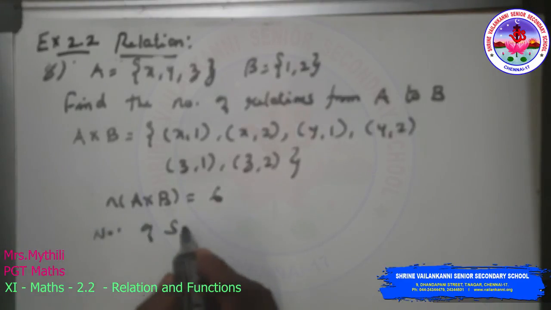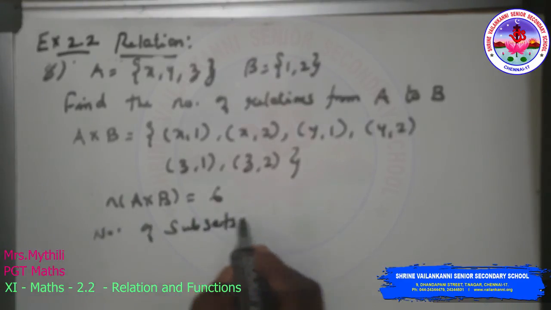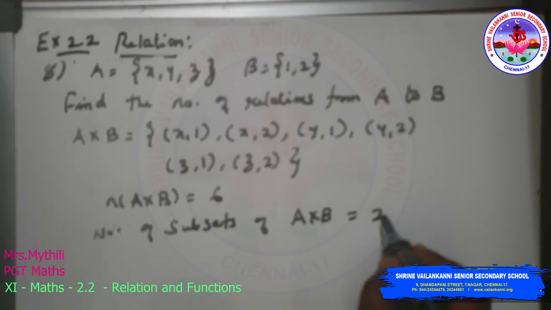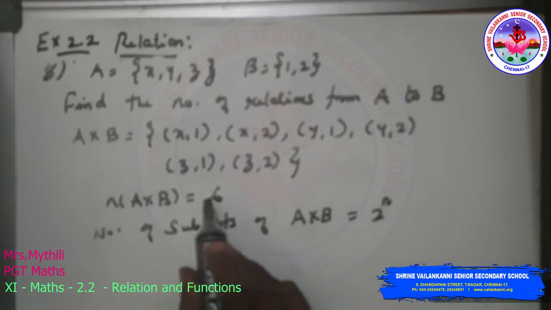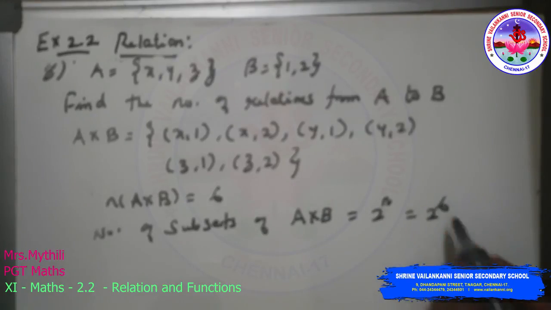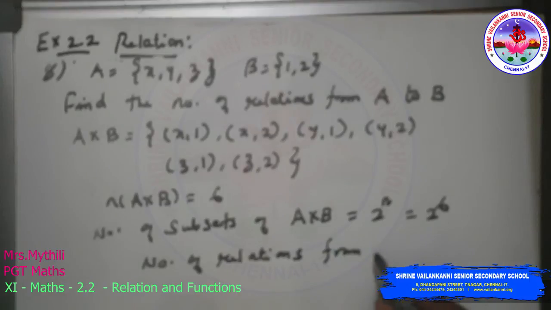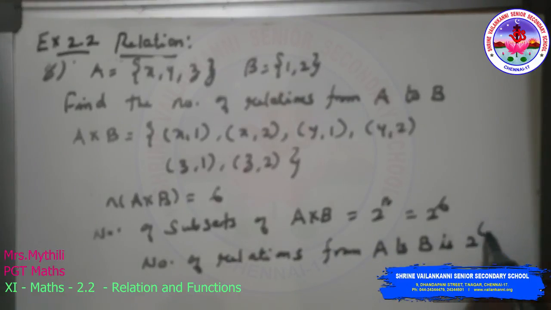Number of subsets of A cross B. Using the formula 2 power n. So n is 6, which is equal to 2 power 6. So the number of relations from A to B is 2 power 6. We can obtain 2 power 6 relations from A to B.